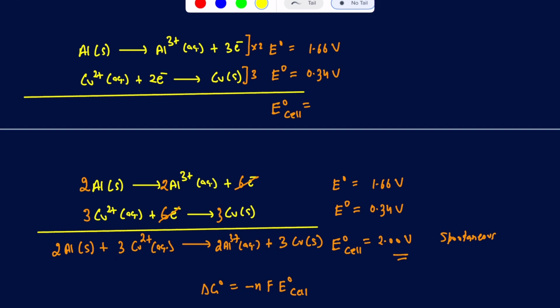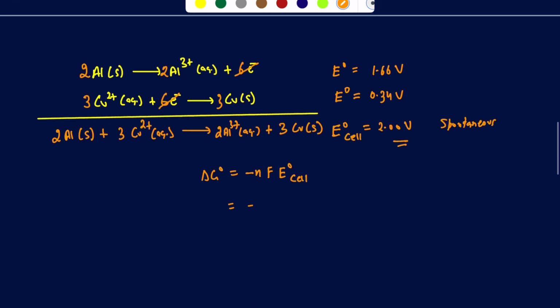So that's something you got to keep in mind. Sometimes you may have the same number of electrons, the oxidation losing, the reduction gaining. In that case, you don't have to worry about balancing those too much. But here, I got to make sure I balance those. So this is going to be 6 moles of electrons being transferred.